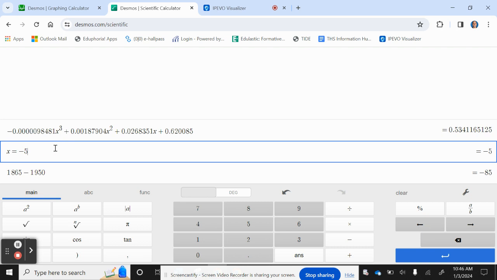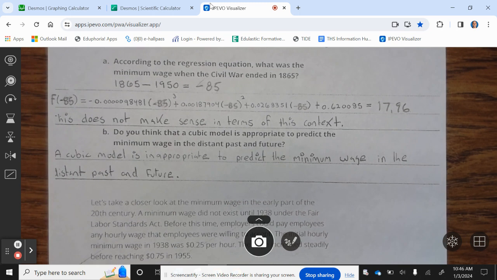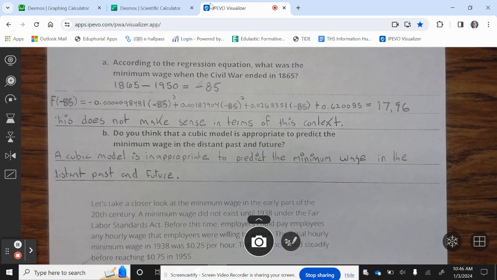So that's the value we need to plug in. So we're going to change negative 5 to negative 85. And we see our value is $17.96. Okay, this does not make sense in terms of this context.